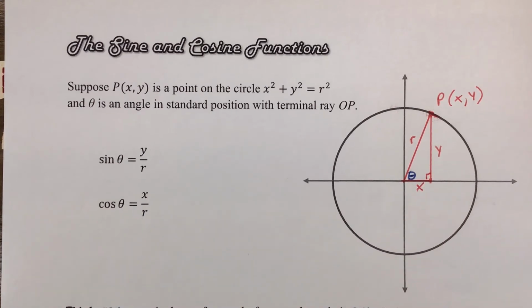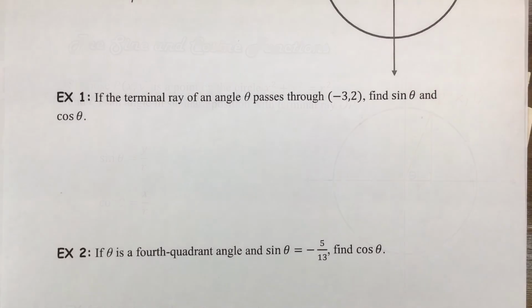Okay, so we're now able to take a step away from right triangle trigonometry and start thinking about it in the coordinate plane. Instead of describing things with opposites and adjacents, we can actually use y values, x values, and even the radius to those points. Example 1: if the terminal ray of an angle theta passes through (-3, 2), find sine theta and cosine theta.